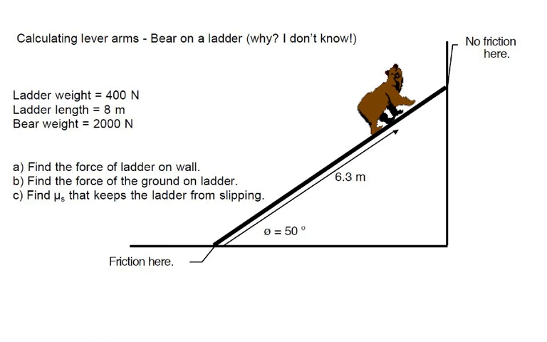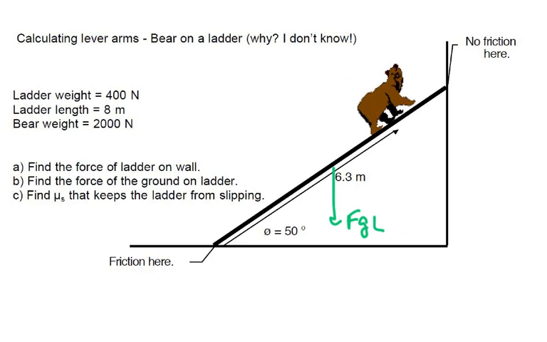So let's talk about all the forces we have acting on the ladder. What's one of them? The gravitational force on the bear or on the ladder? We're talking about the ladder. Where will the gravitational force on the ladder act? At the center, because it's uniform. Assume it's uniform unless they tell you something different.